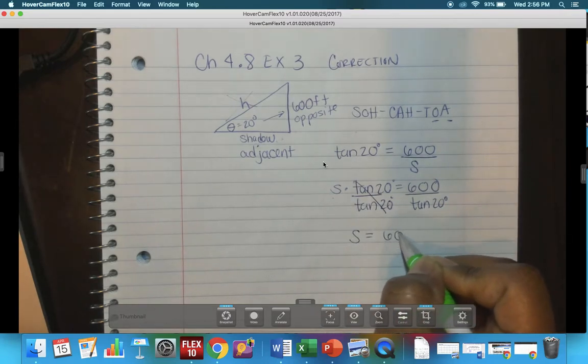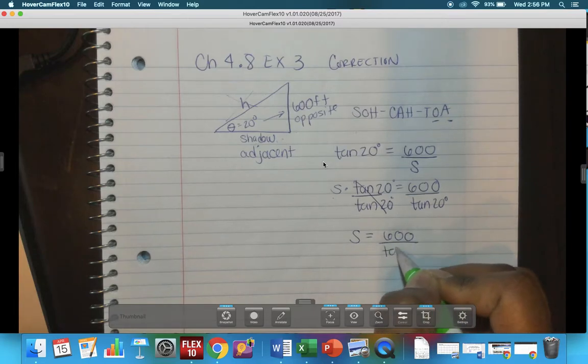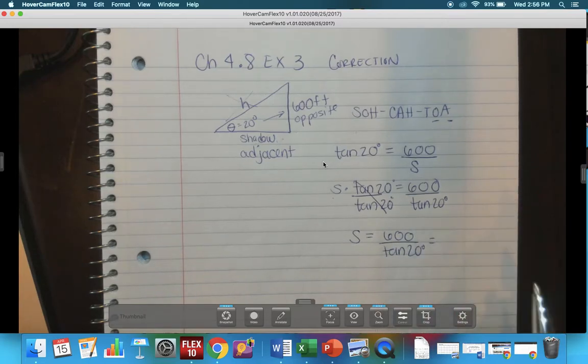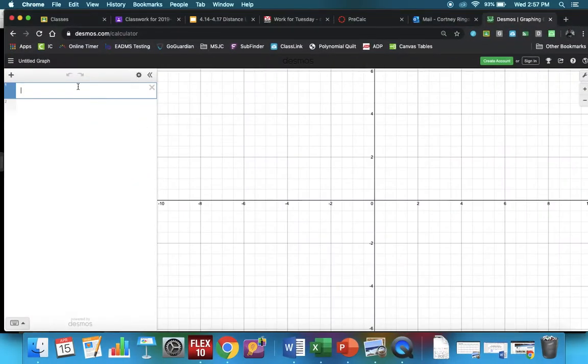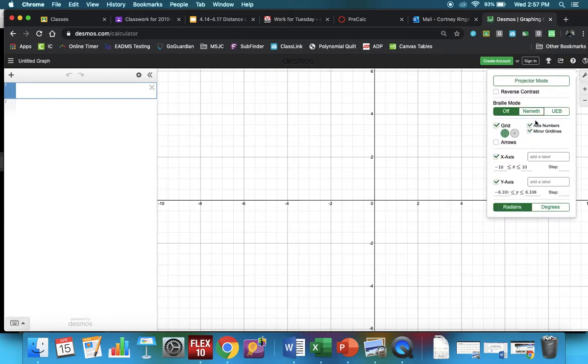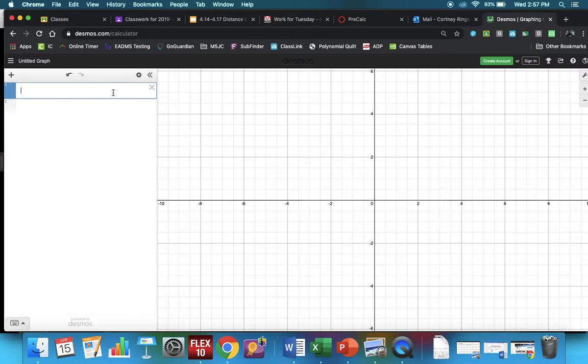And then I'll plug it into the calculator, 600 divided by tan of 20 degrees, to figure out what the length of the shadow is. If you're using Desmos, just make sure your graphing calculator is in the right unit, so I'll change it to degrees. And then I have 600 divided by tan of 20 degrees. And so S is about 1,648.49 feet. So that's the length of the shadow.